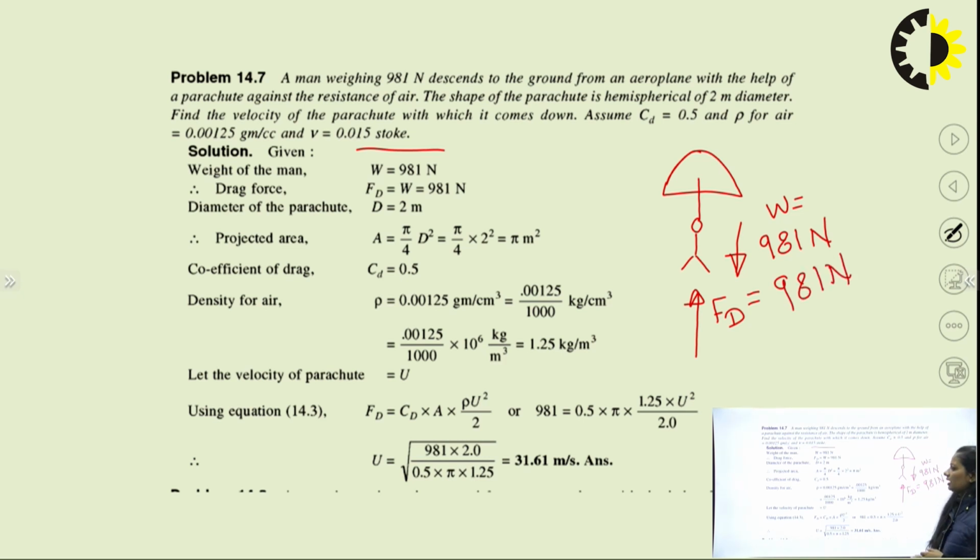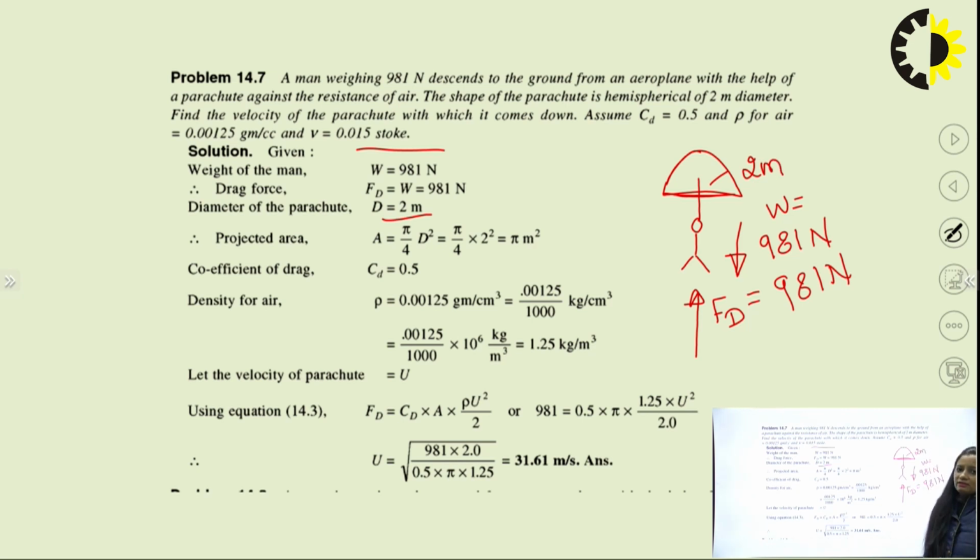That parachute with the man is actually having a settling velocity or terminal velocity. The terminal velocity concept is different, and we are going to study it further. Here the diameter of the parachute is also given. This diameter is given as 2 meter.